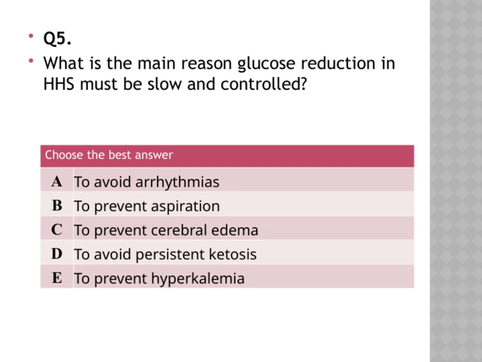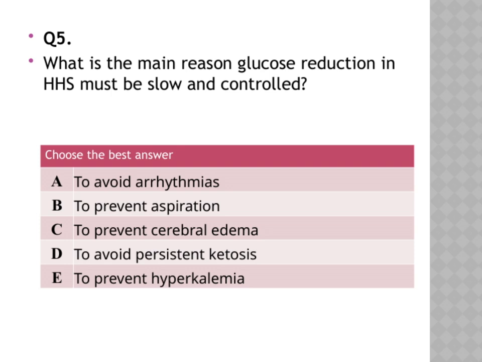When we lower glucose too quickly, it can also disrupt the body's delicate balance, resulting in other issues like hypokalemia or even arrhythmias. But the primary concern in this context is cerebral edema. This is why we always aim for a gradual reduction. It's about safety and preventing further neurological injury.